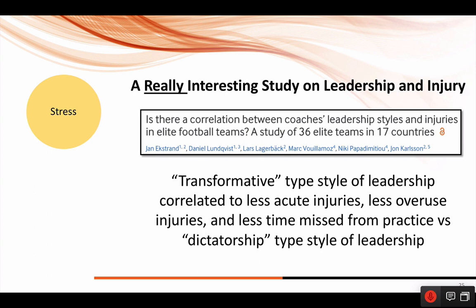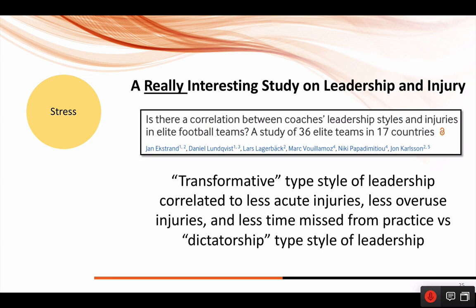What they found is a lower correlation to injury, fewer overuse injuries, and less time missed from practice in that more transformative, community-based engagement, where you make sure the athlete feels like they have a voice and control in their training, versus that dictatorship style, which is more like, you do this because I say so.